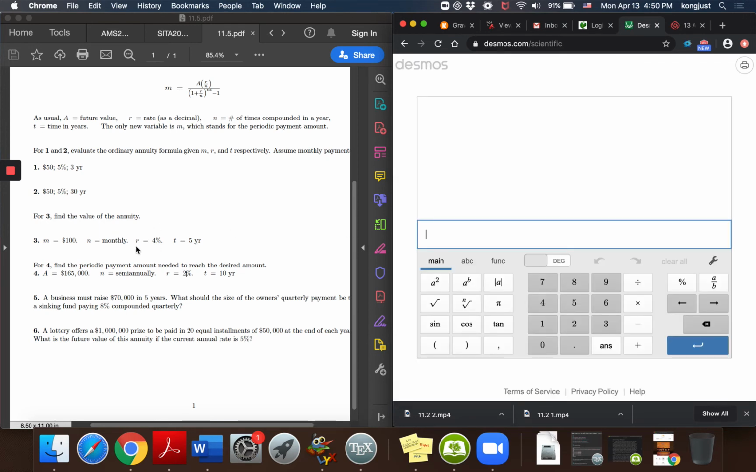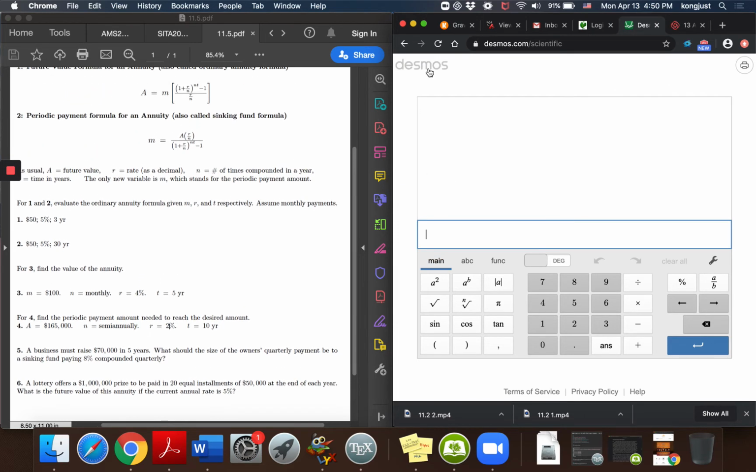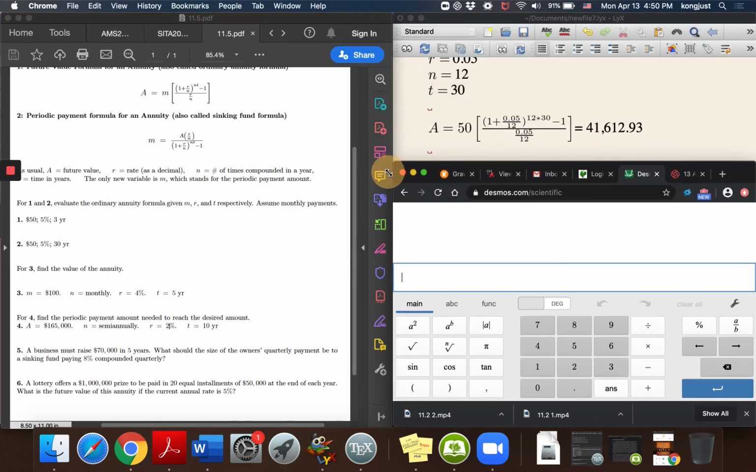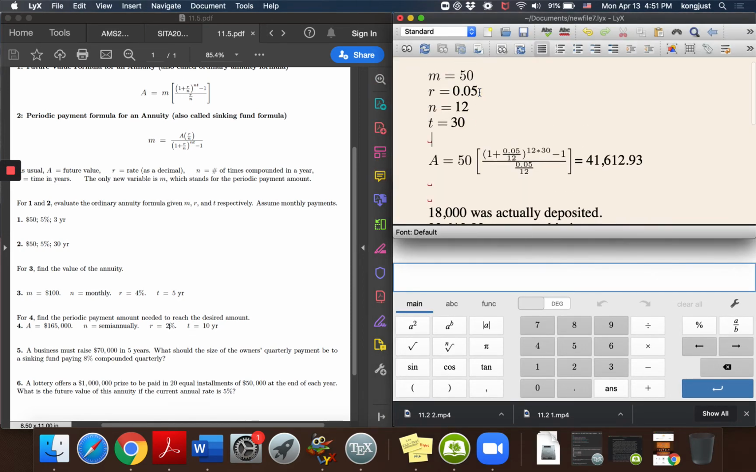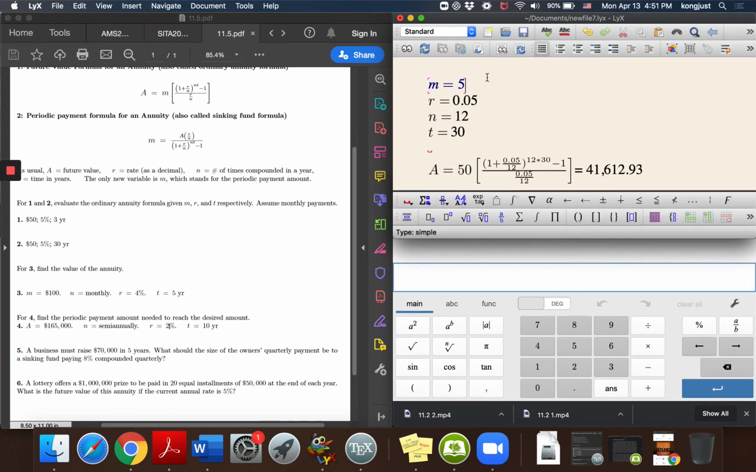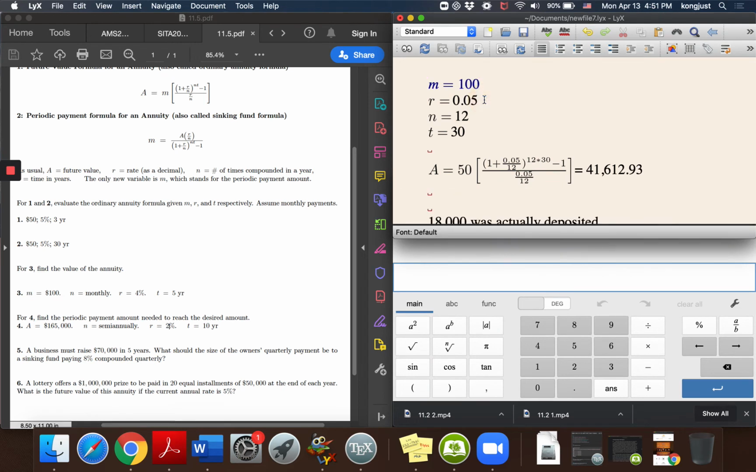This is the same type of question as before. In fact, I'm just going to jump straight into it. Oh, no, you know what? Let me just adjust this real quick so we can see what's happening. M is $100 this time instead of 50. The rate now is 4%. N is 12 still because it's monthly, and time is 5.